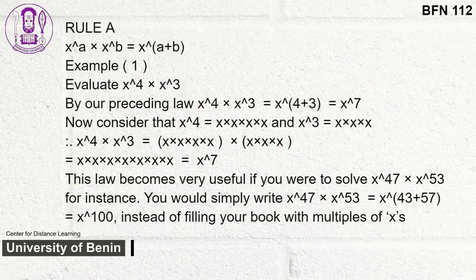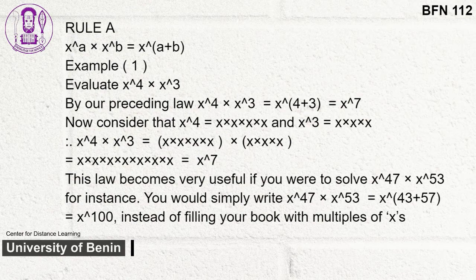Now consider that x to the power of 4 equals x times x times x times x and x cubed equals x times x times x. Thus, x to the power of 4 times x cubed equals x times x times x times x times x times x times x equals x to the power of 7. This law becomes very useful if you were to solve x to the power of 47 times x to the power of 53, for instance.